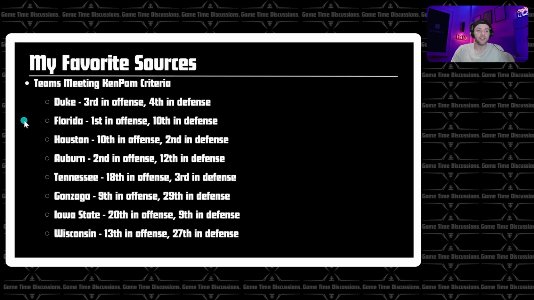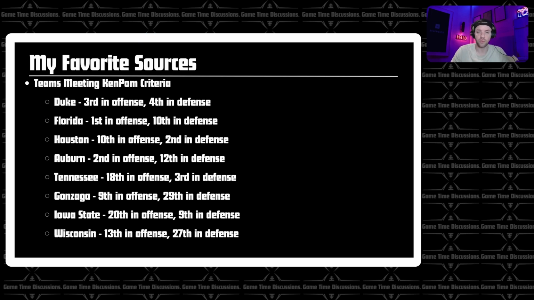So, like I mentioned, we're going to talk about the teams that meet the KenPom criteria to win a national championship, or are expected to. First off, Duke, they were first overall in KenPom. They are third in offensive efficiency and fourth in defense. Florida, first in offense, 10th in defense. Houston, 10th in offense, second in defense. Auburn, they are second in offense and 12th in defense. Tennessee is 18th in offense, third in defense.